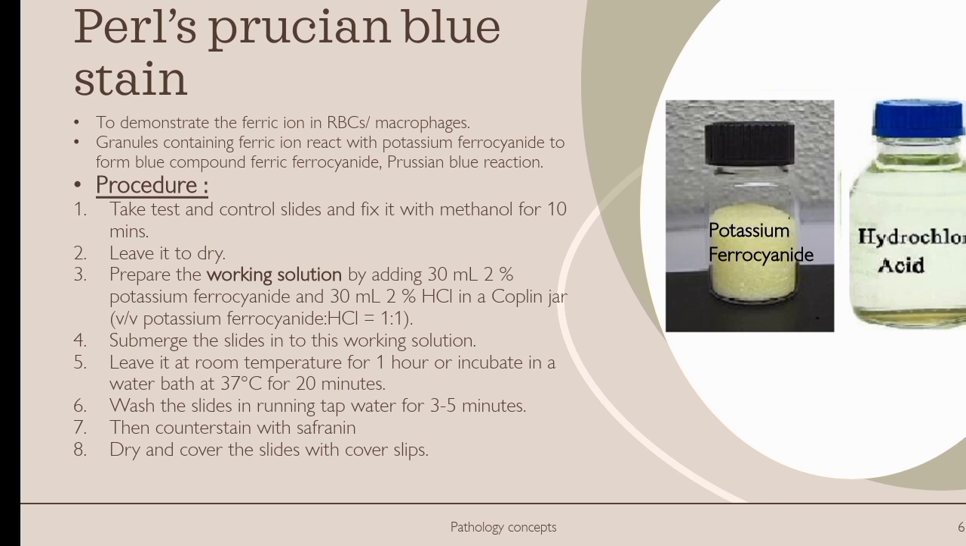The procedure is: take the test and the control slides and fix them with methanol for 10 minutes. Leave to dry. Prepare the working solution by adding 30 ml of 2% potassium ferrocyanide and 30 ml of 2% HCl in a Coplin jar. The ratio of ferrocyanide to HCl is 1:1. Submerge the slide into this working solution.